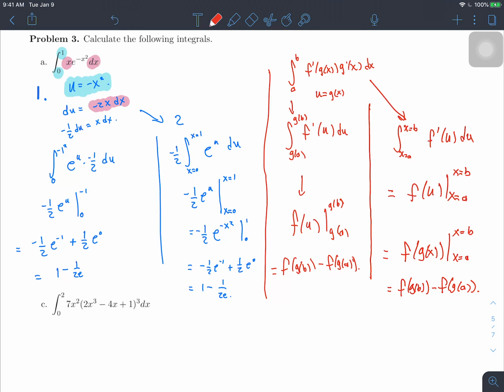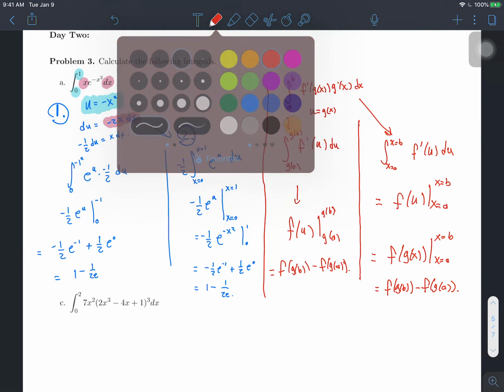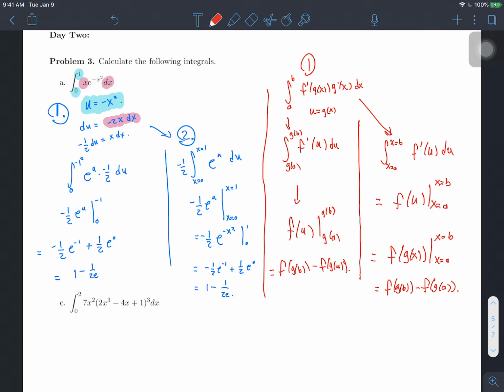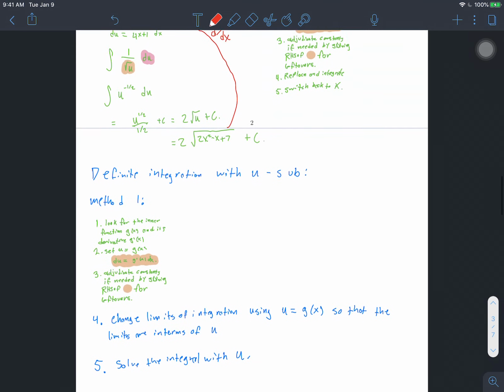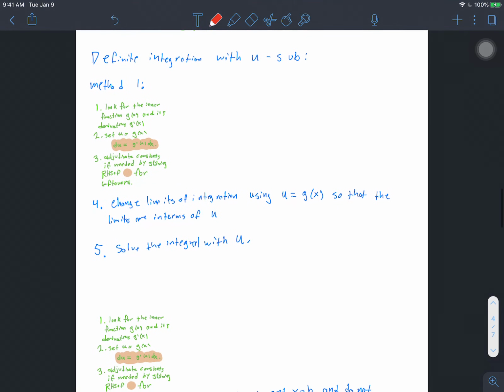Yeah? I'm a little confused. Which one is method one? Okay, so method one. So this was method two here, and this is method one, and then on this side, again, it's 1 on the left and 2 on the right, I think. Yeah. This is method two.